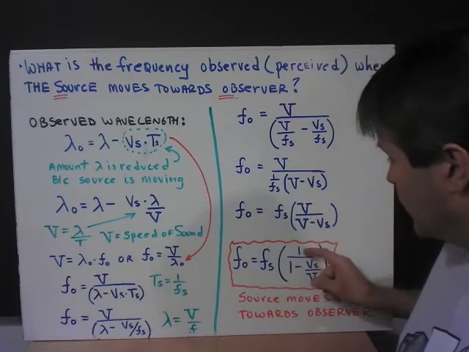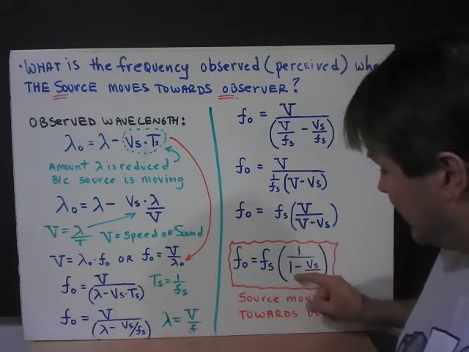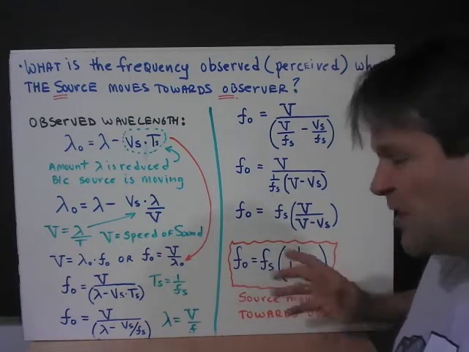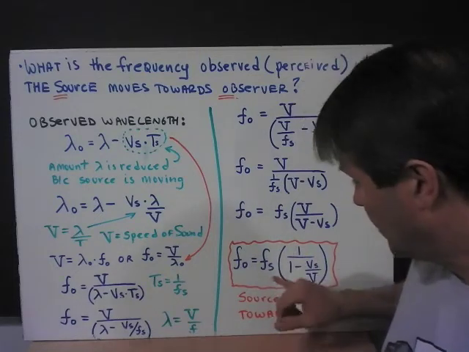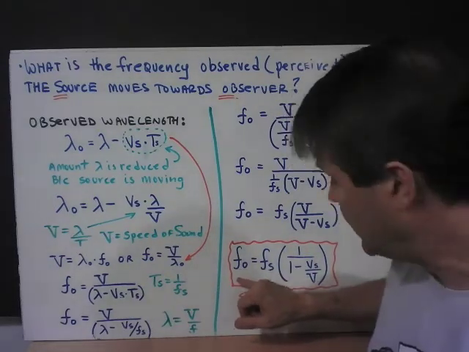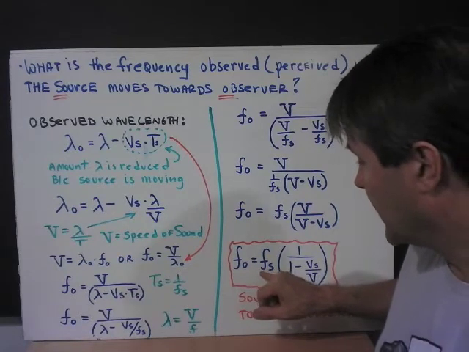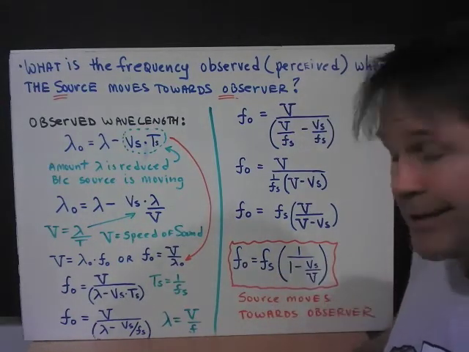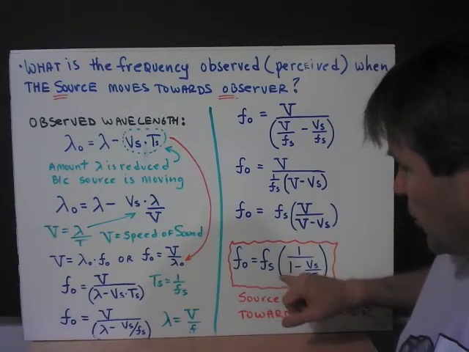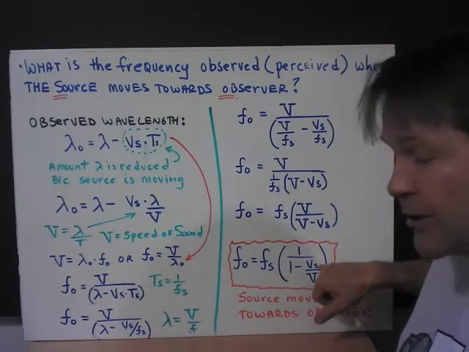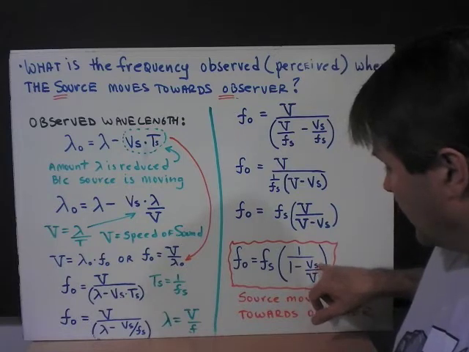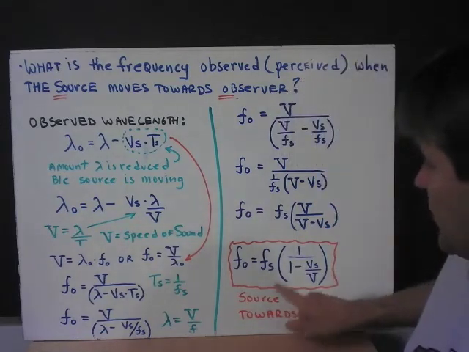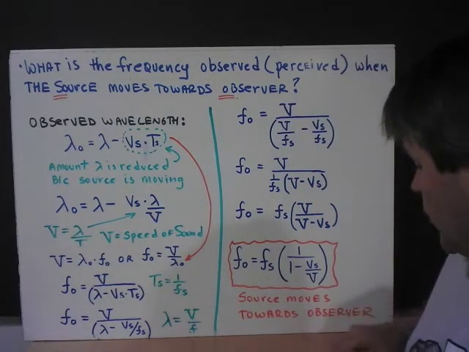So v divided by v is 1, v divided by v is 1 again, and vs divided by v is vs divided by v. So this is typically the final form of the equation, where the observed frequency is equal to the frequency of the source, the original frequency, multiplied by the contents of those parentheses. What's important here is that we need to know how fast the source is moving towards the observer and divide that by the speed of sound. So this formula applies to the source moving towards the observer.